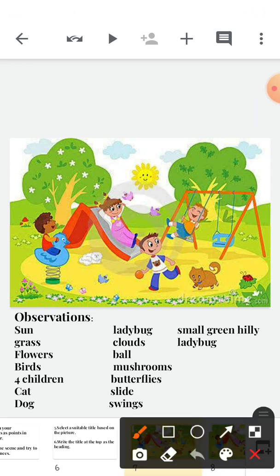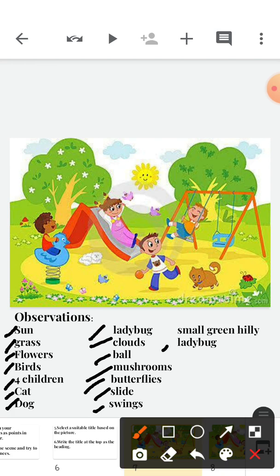Sun, grass, flowers, birds, children. How many children? 4 children. Cat, dog, ladybug, clouds, ball, mushrooms, butterflies, slide, swings.